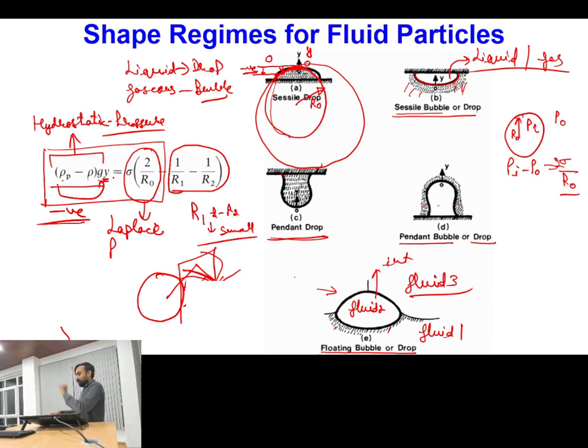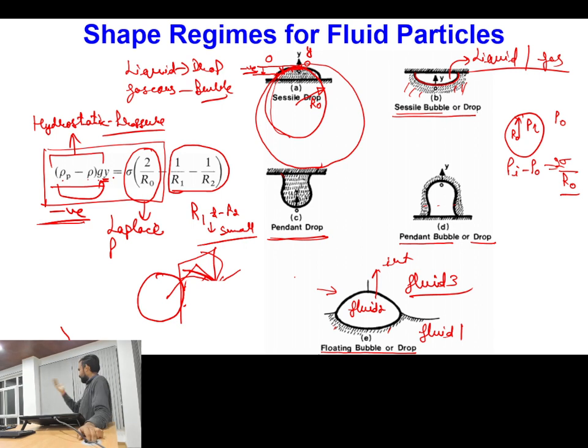Okay, so you can consider it like this. When you have a sphere, in the case of a spherical bubble, the inner pressure and outer pressure are different, and the inner pressure and outer pressure are actually equated through this surface pressure gradient, which is 2 sigma by R naught.